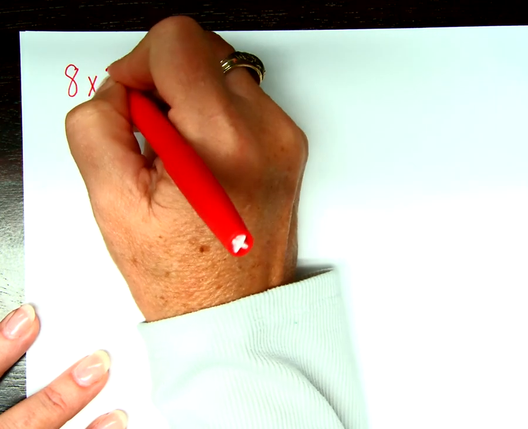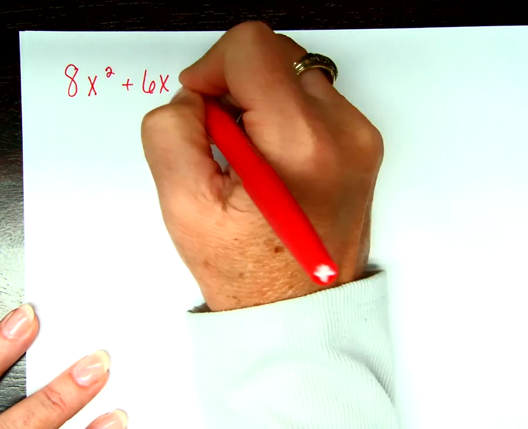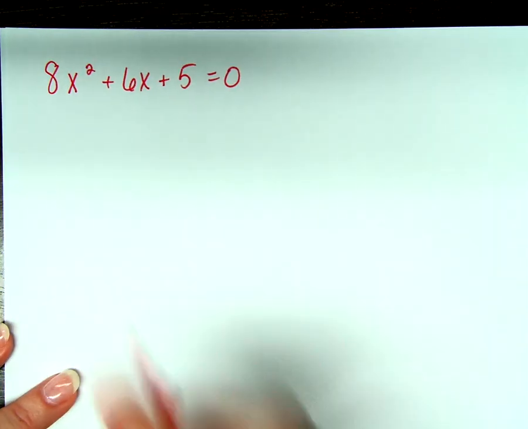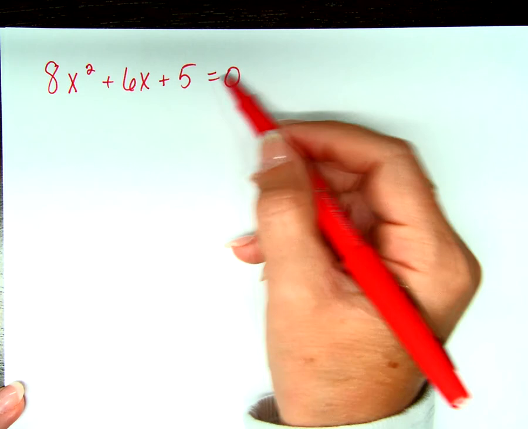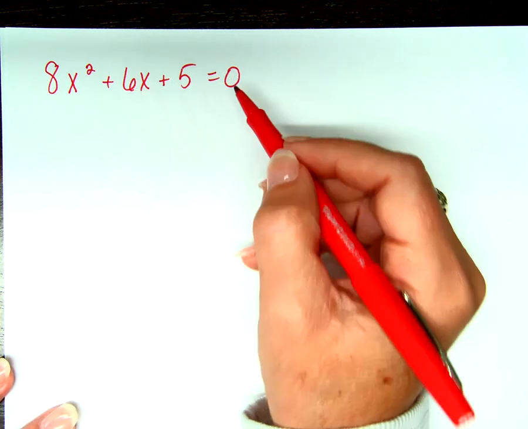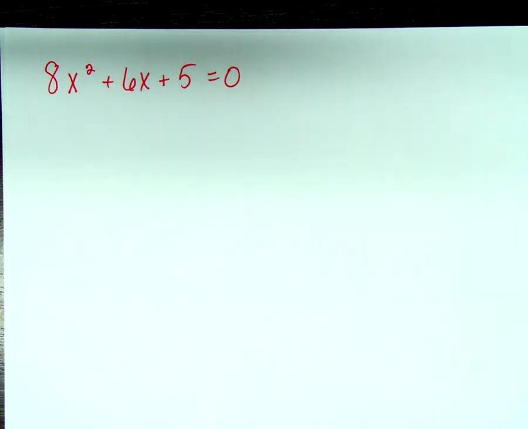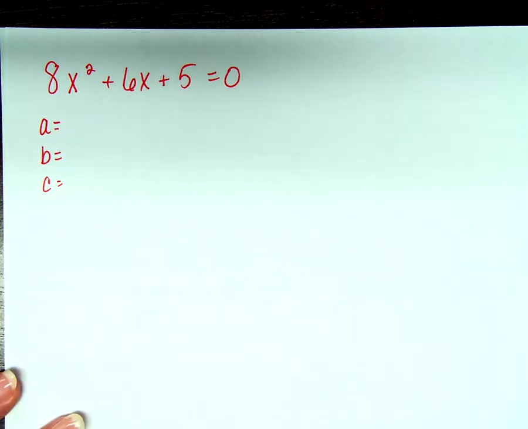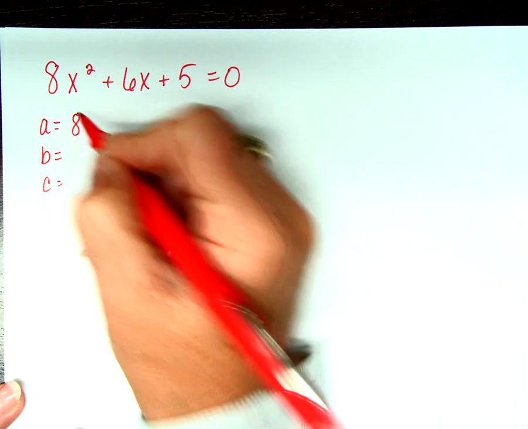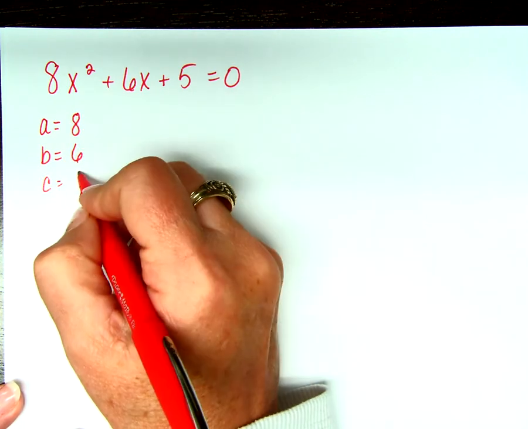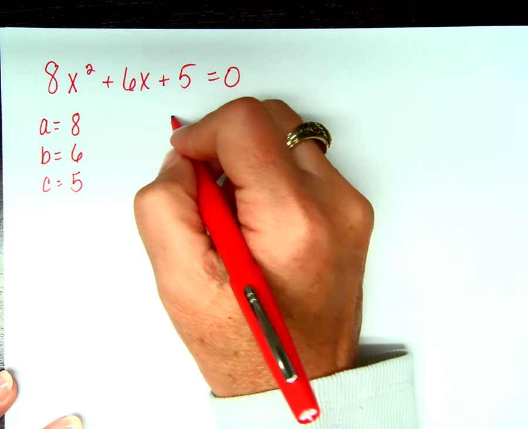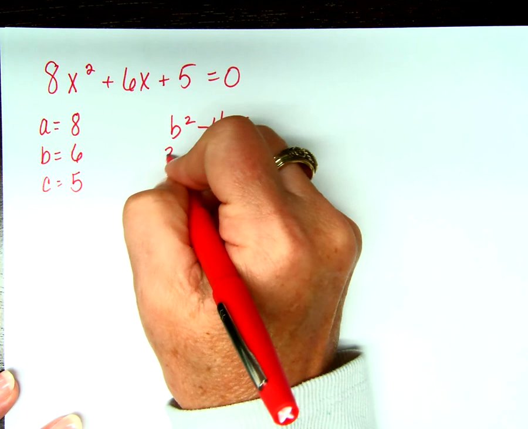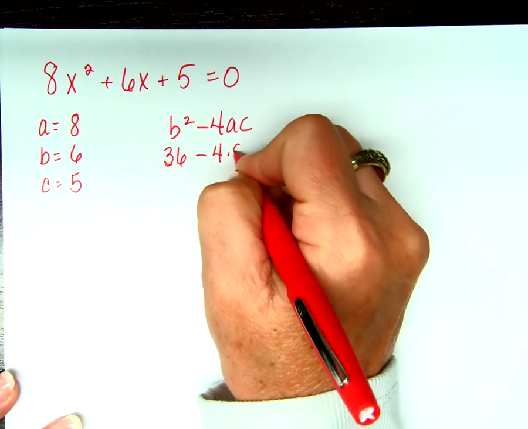8x squared plus 6x plus 5 equals 0. Okay, so it equals 0. That's a good thing to point out. Oh yeah, this equals 0, so that's great, we don't have to do anything. If it didn't equal 0, we would need to make it equal 0, right? And now, identify A, B, and C. A is what? 8. B is what? 6. And C is 5. Good. B squared minus 4AC. What's B squared? 36 minus 4 times 8 times 5.